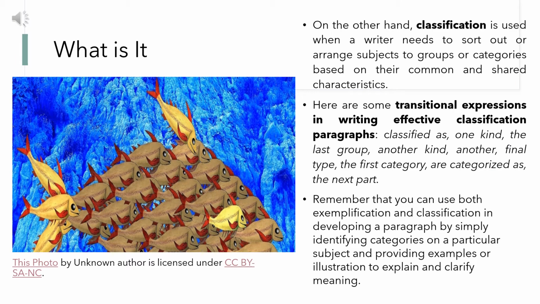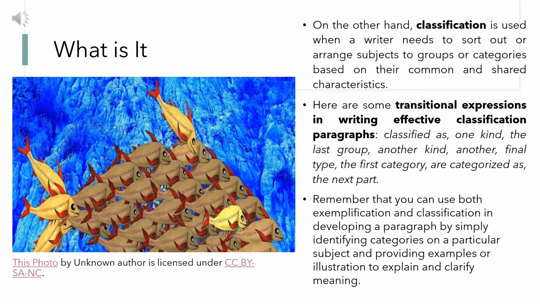On the other hand, classification is used when a writer needs to sort out or arrange subjects into groups or categories based on their common and shared characteristics. Just like what I mentioned when I discussed the paragraph, it's possible that the topic sentence communicates classification of ideas. Instead of saying the hazardous pollutions to health, we can just say types of pollution. Then as you go on with the paragraph, you will be discussing each pollution, each type of pollution.